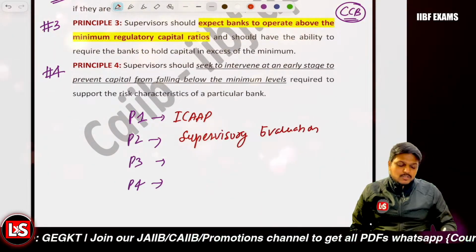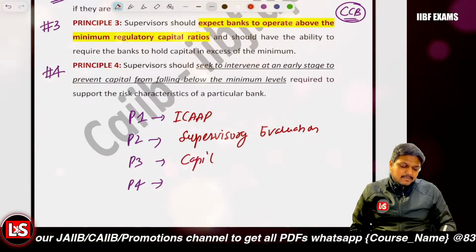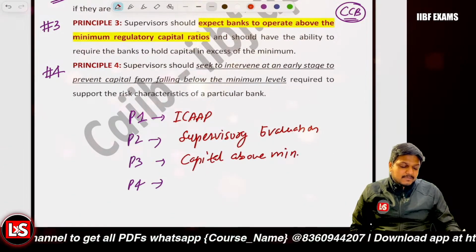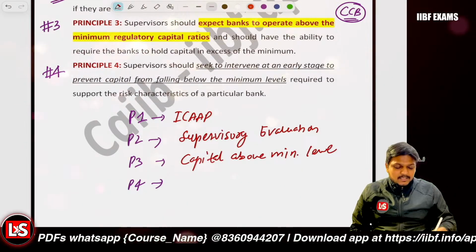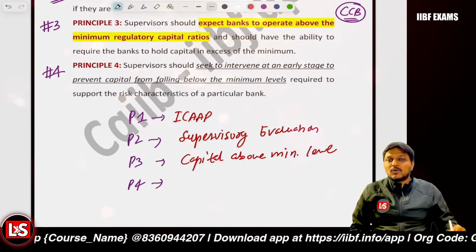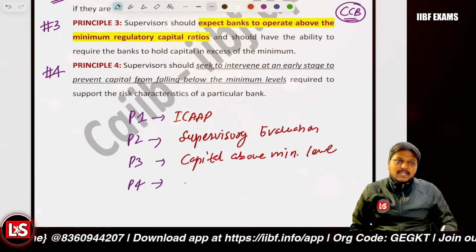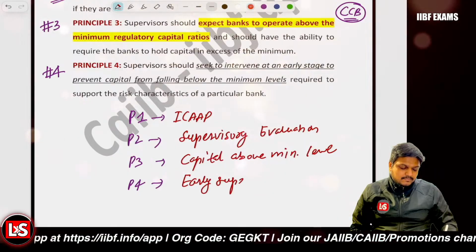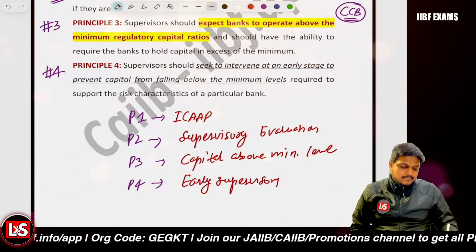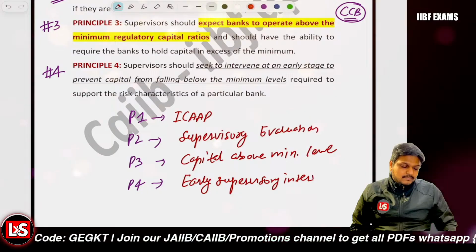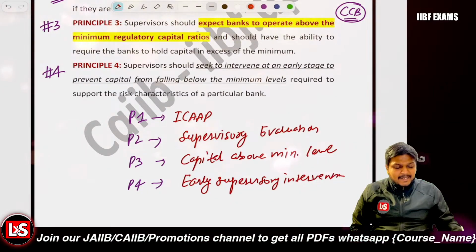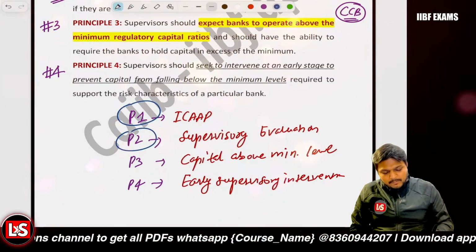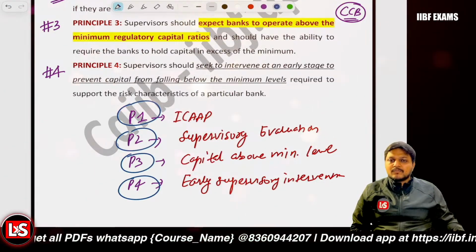The third one, it's about the capital above minimum level, so that you can be retaining these principles, right? So this is the third principle. And the fourth one, it's about the early supervisory intervention. Like if something goes bad, right, the supervisor must be intervening at an early stage. So these are the 4 principles related to the pillar number 2.